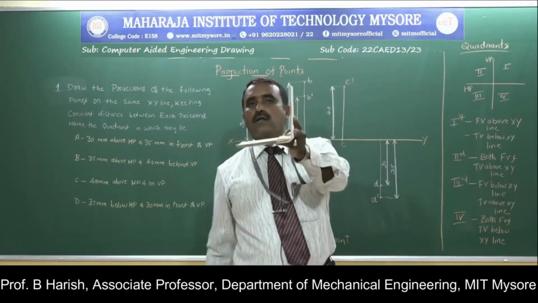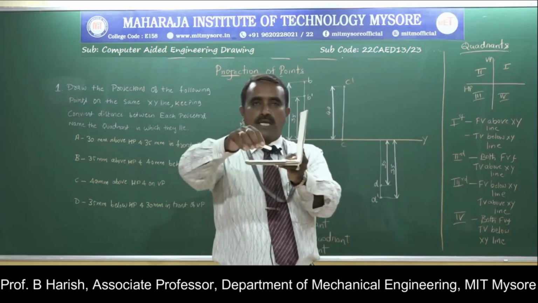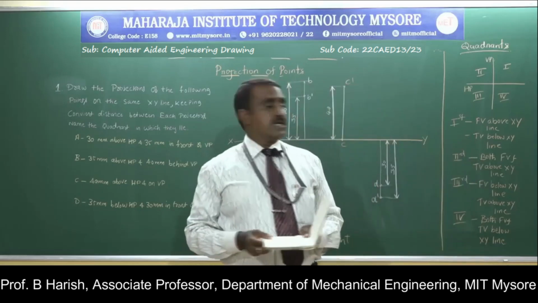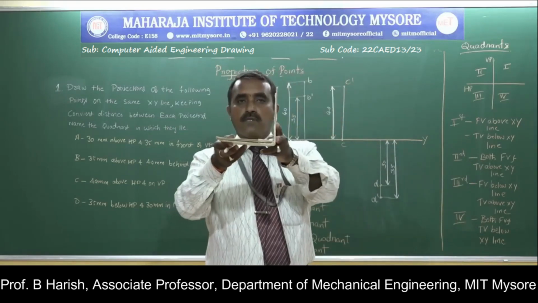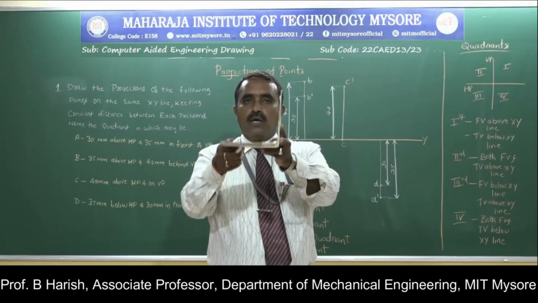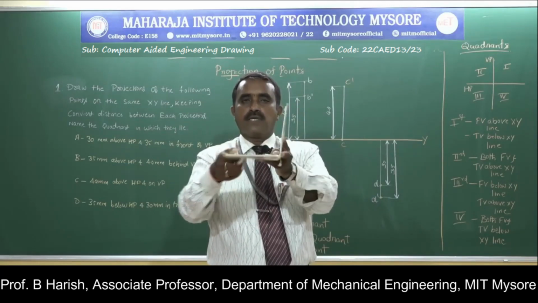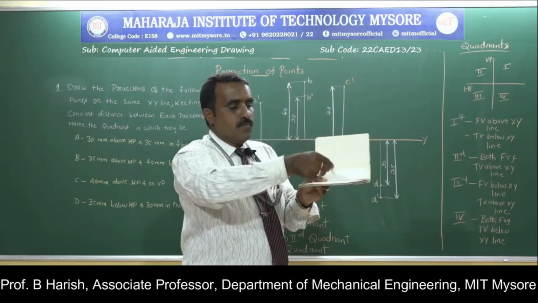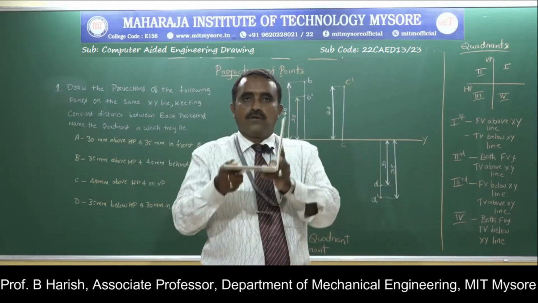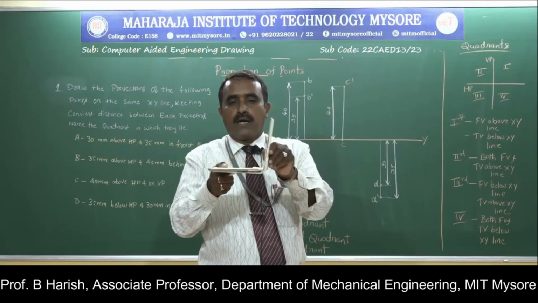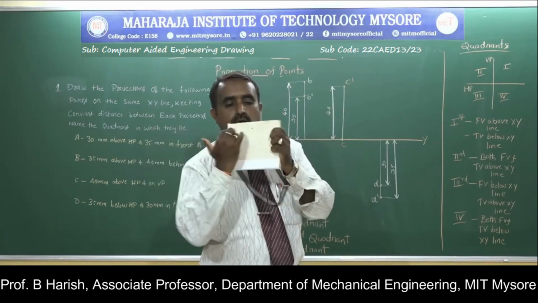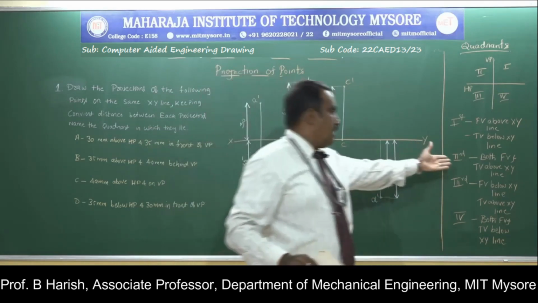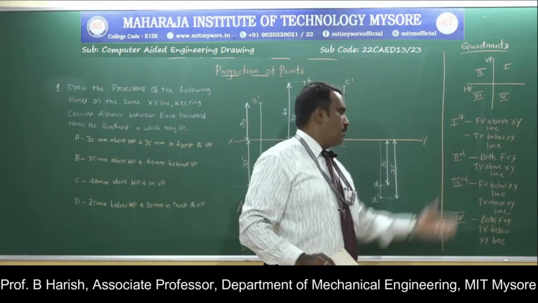Second quadrant. This is the second quadrant, and once again the object can be placed here. How will be the position? Both top and front view will be above the XY line. The rule is the same: the horizontal plane is rotated, the vertical plane is fixed, and the object is here. Looking from the observer side, the front view is here, and looking from the top, the top view will be here. When you rotate the horizontal plane like this, both top and front view will be above the XY line. The intersection of the horizontal and vertical planes is the XY line. So in the second quadrant, both top and front view will be above the XY line.